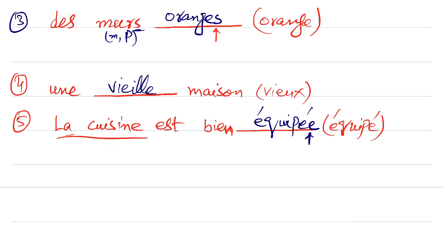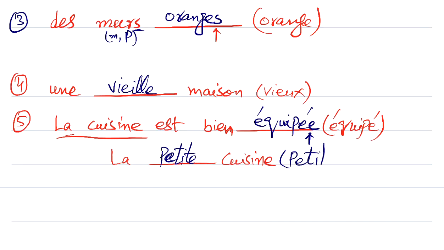And if the kitchen is small, you can also say la cuisine, la petite cuisine. So you change it into feminine by adding e with it. So this is the adjective. Petit changes into petite by adding e with it. Okay.